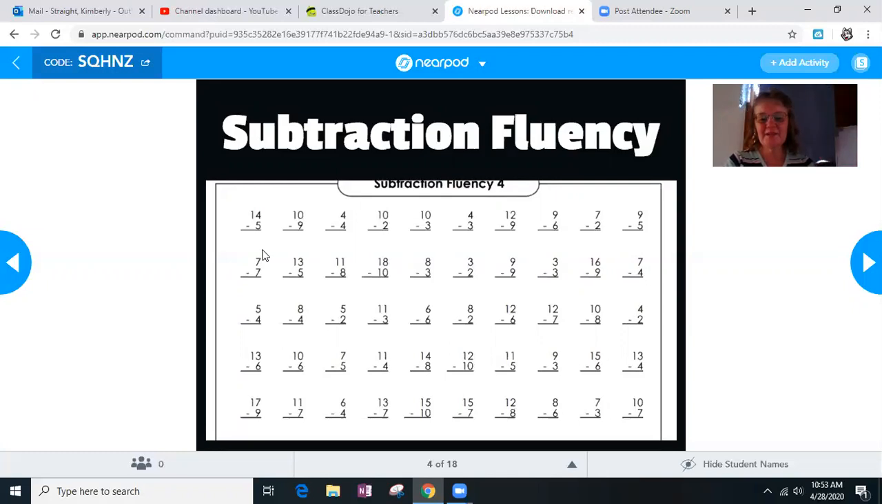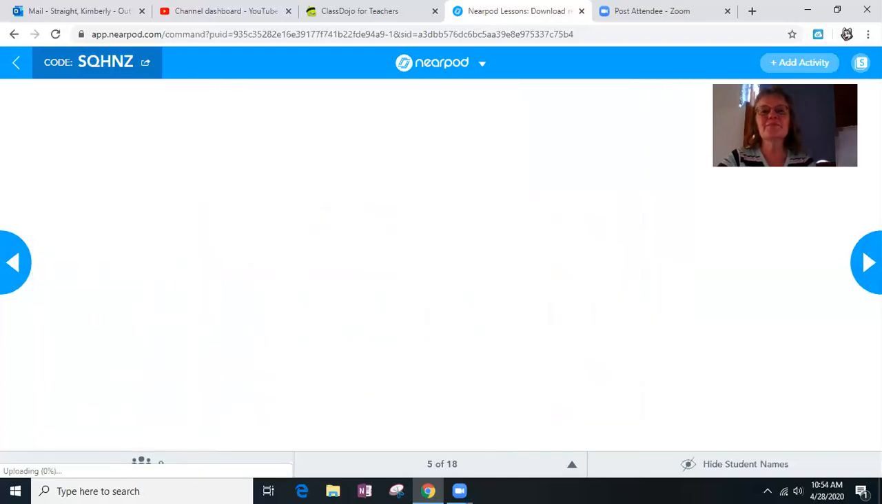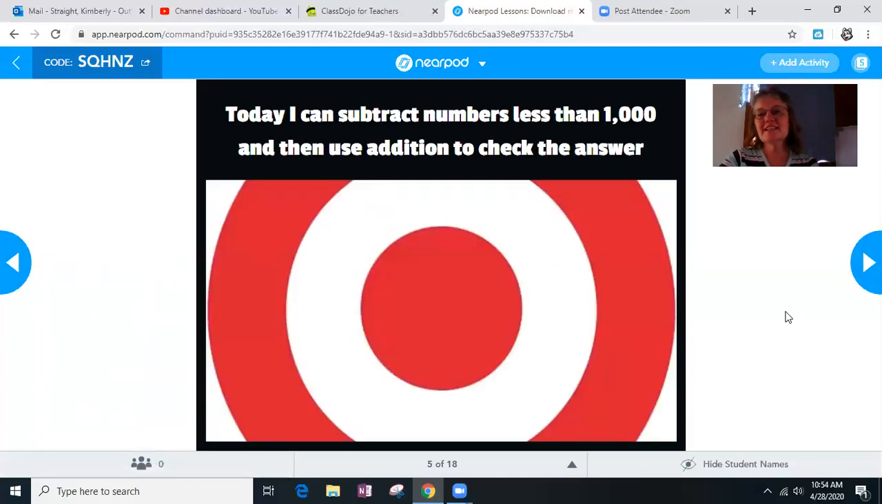Okay, stop. How many problems were you able to answer today compared to yesterday? See, every day you're improving. Let's move on to our target skill. So our target skill says, today I can subtract numbers less than 1,000 and then use addition to check the answer.